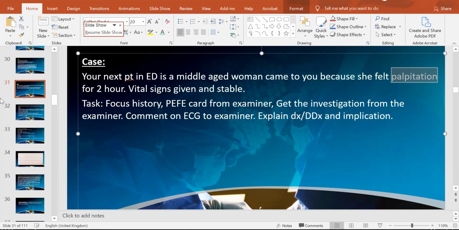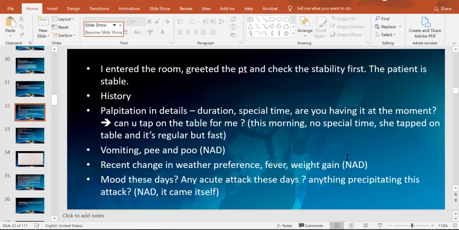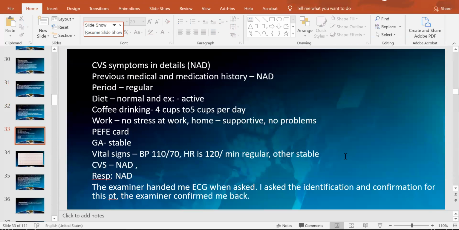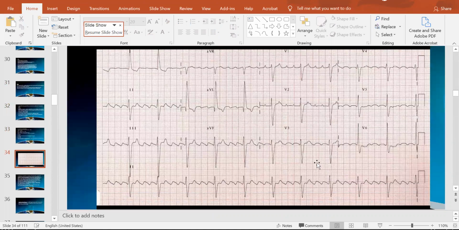Then after that, you ask for the ECG. Now, PFE is okay. You don't need to bother with PFE. Investigation for a case of palpitation, ECG is important, as you asked for ECG. Now, the explanation of the ECG was not good enough. You have to be a little bit more detailed here.